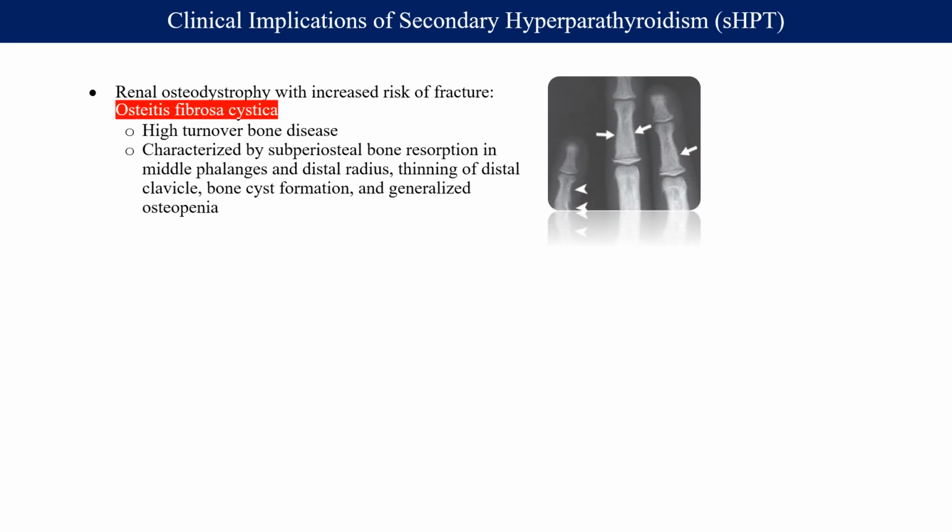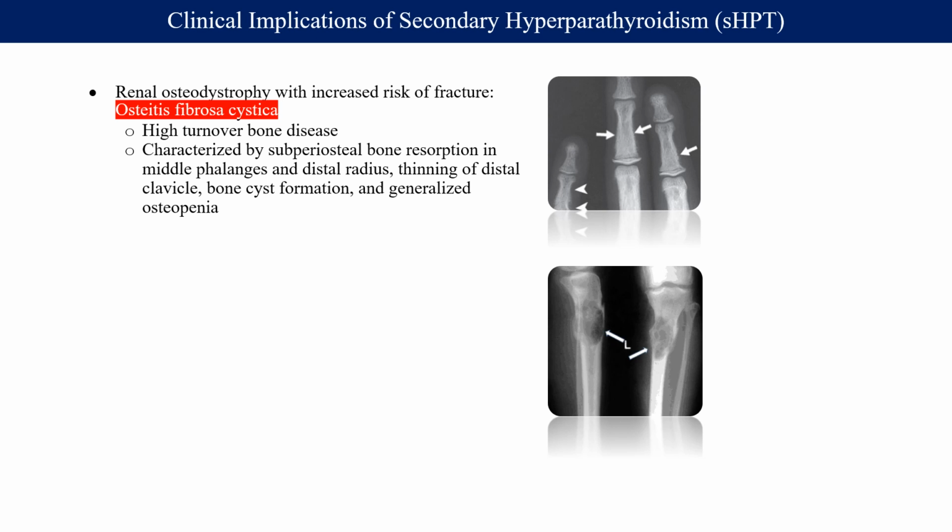Secondary hyperparathyroidism is a major CKD complication that is related to abnormal metabolism of calcium, phosphate, and vitamin D. Untreated secondary hyperparathyroidism can lead to serious complications, including abnormal bone health or renal osteodystrophy with increased risk of fracture. Osteitis fibrosa cystica is a high turnover bone disease characterized radiographically by subperiosteal bone resorption of phalanges and distal radius, thinning of distal clavicle, bone cyst formation, and generalized osteopenia.